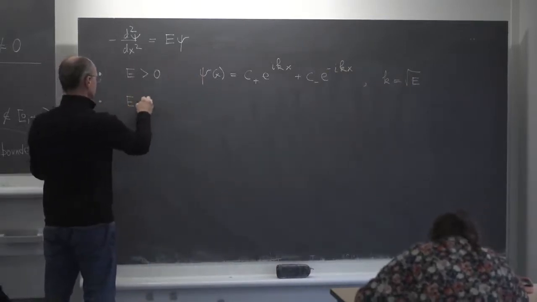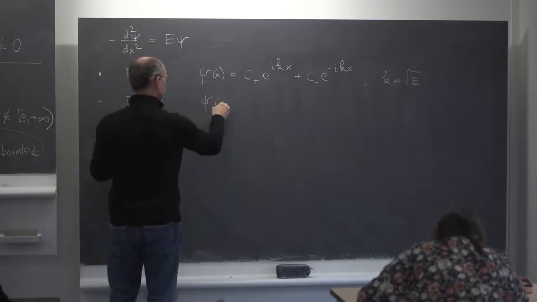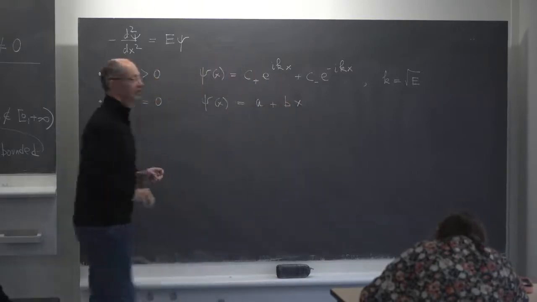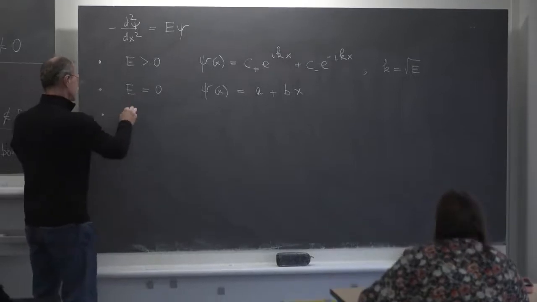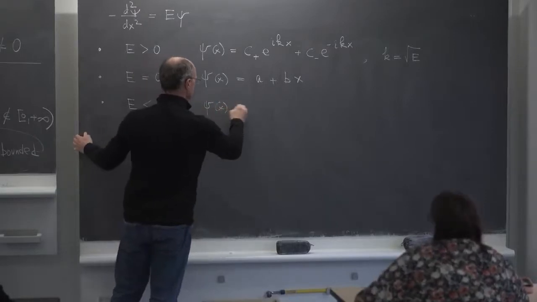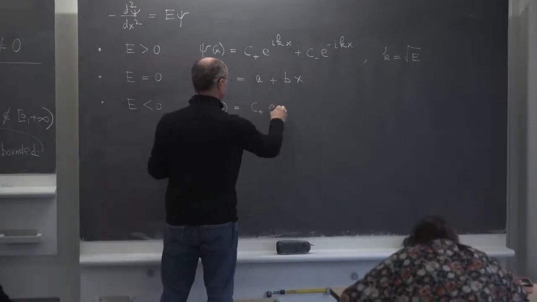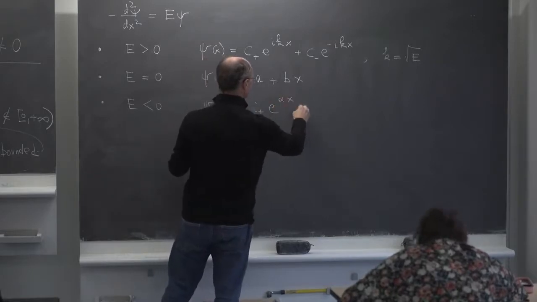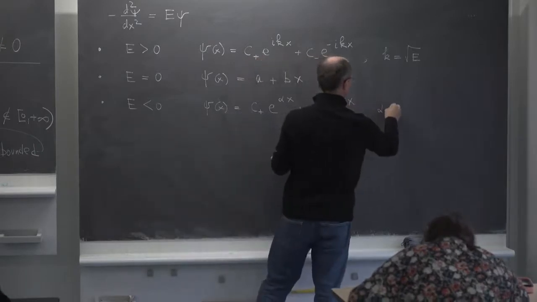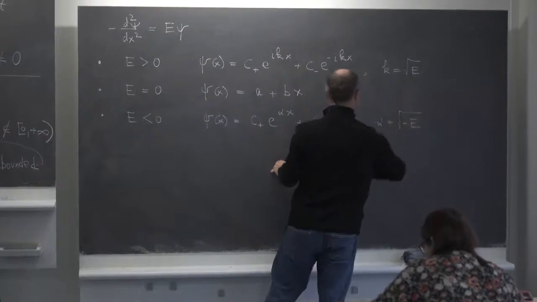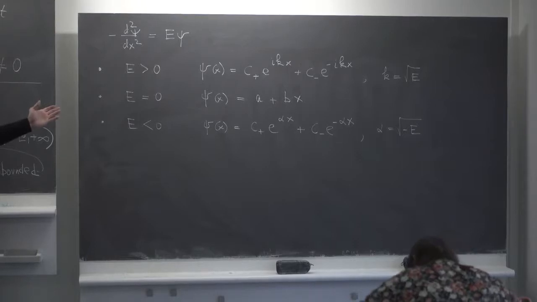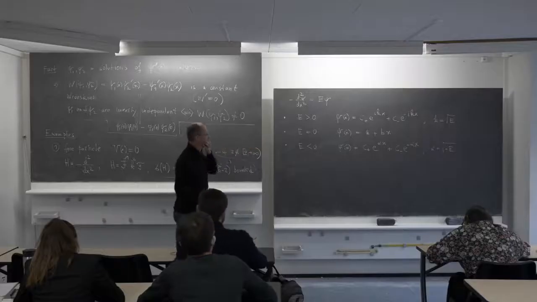Now, for e equals 0, there will again be two solutions: constants and linear functions. And for e smaller than 0, there will again be two solutions. And here this exponent alpha is the square root of minus e. I guess we all agree on those elementary facts.